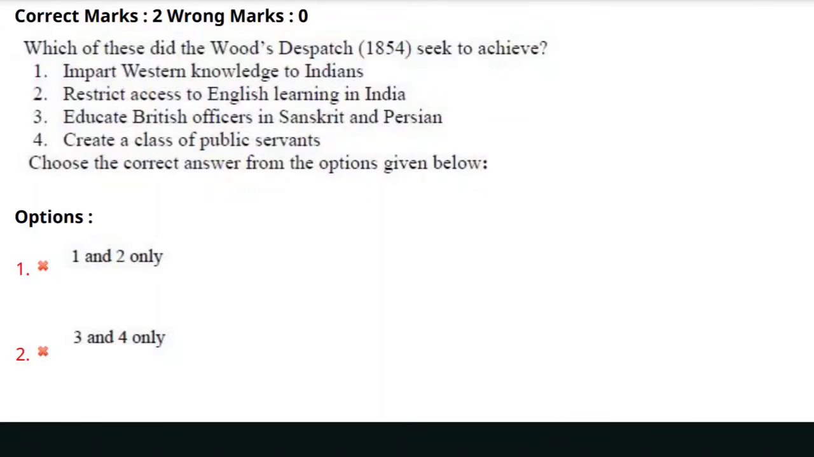And if you look at the other options, restrict access to English learning in India. No, they always wanted to impart English education to Indians to create a class of public servants, so which is incorrect. And educate British officers in Sanskrit and Persian. No. Wood's Dispatch's main aim is to impart Western knowledge to Indians and create a class of public servants. So the correct answer here is the fourth option.